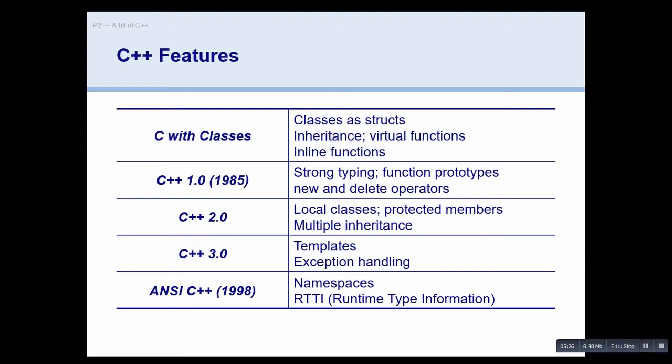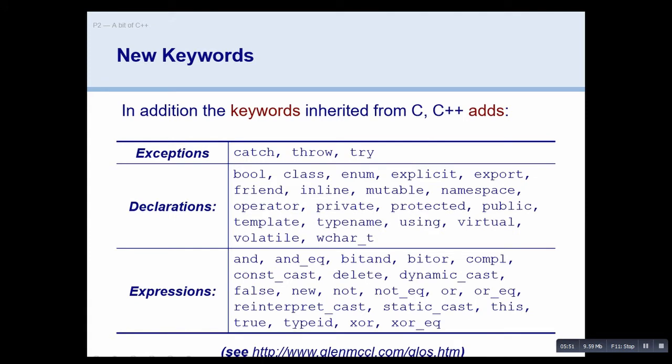C++ 2.0 brought local classes, protected members, and multiple inheritance. C++ 3.0 introduced templates and a lot of error handling, to make easy things easy. The namespace came in the 1998 C++ edition, along with exceptions: catch, throw, try, declarations, bools, clauses, and a lot of functions that we will learn in the future. We will cover these topics. These are very interesting topics.